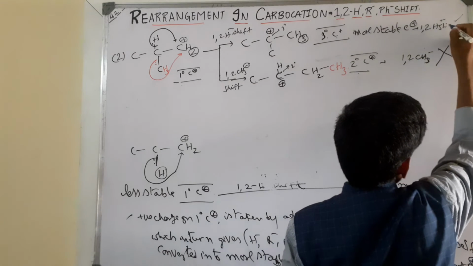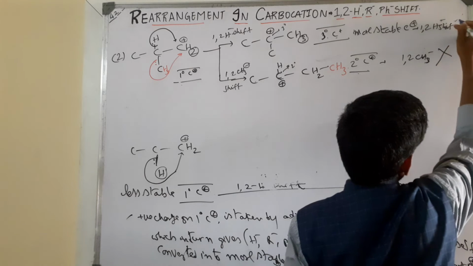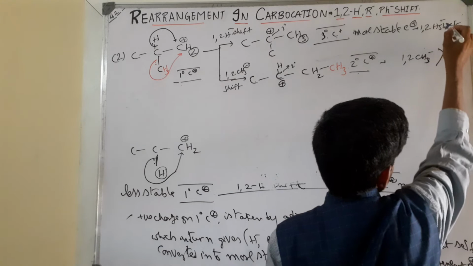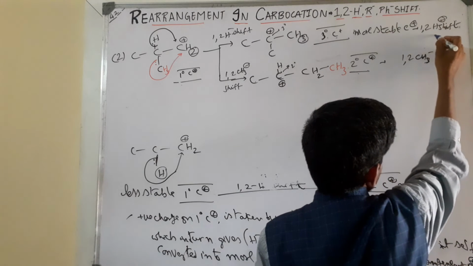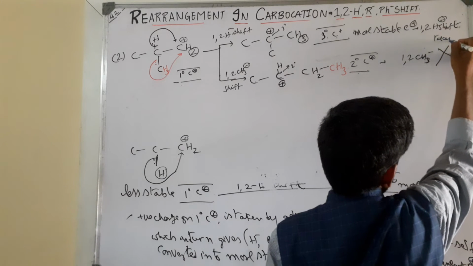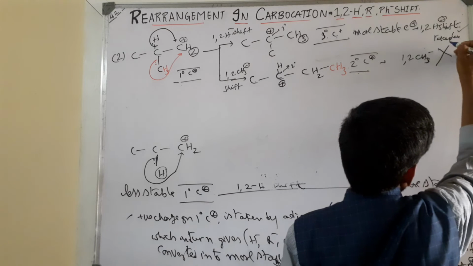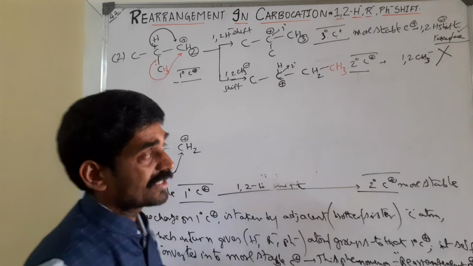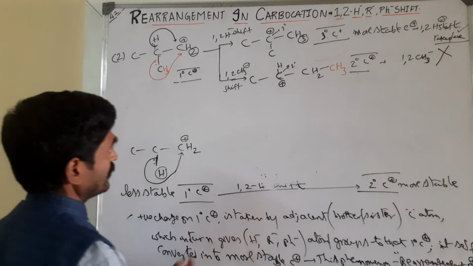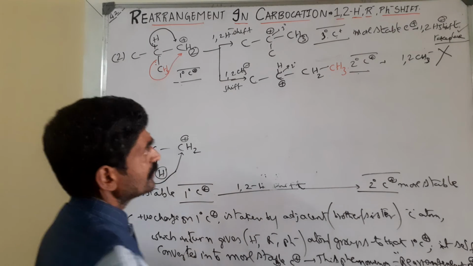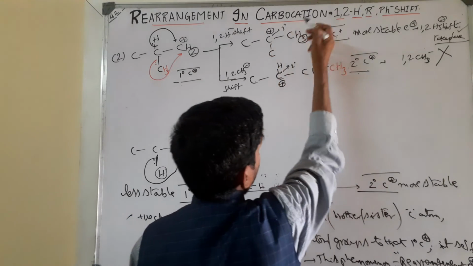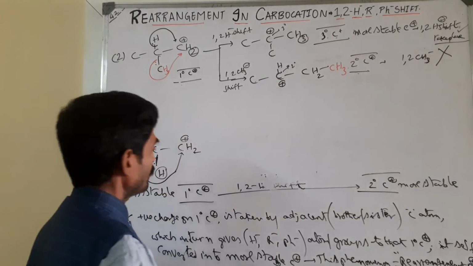So which takes place, my dear students? The 1,2 hydride shift is giving the more stable carbocation, so that is why it takes place. Is it clear? Got it, everyone? Then the nucleophile, that is OH minus, will attack this one, and we will get the more stable product. Okay, fine.